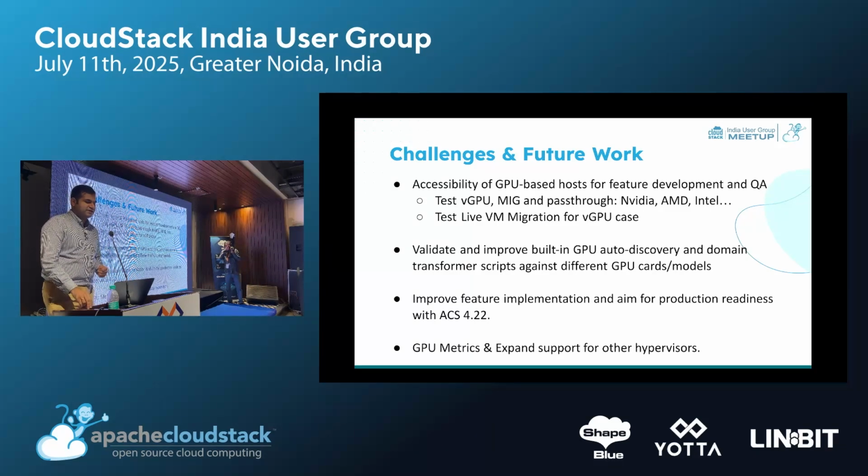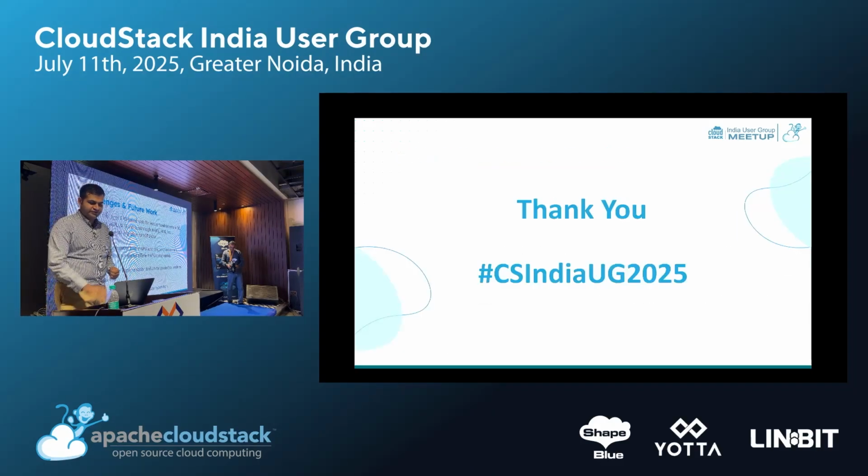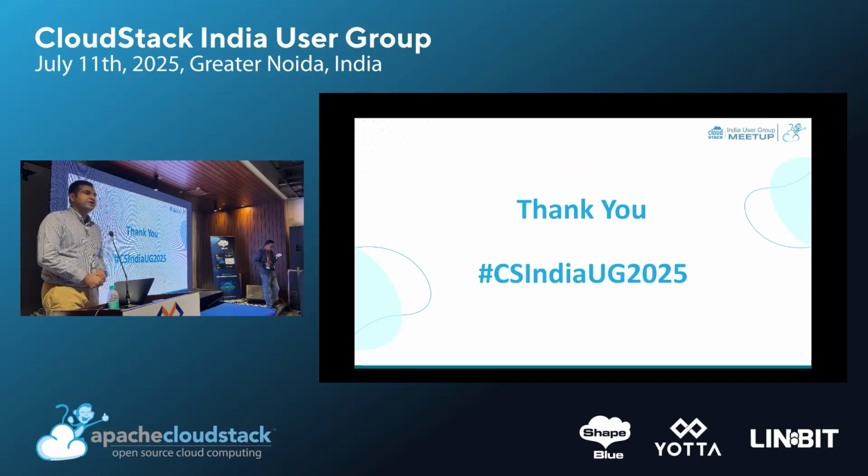And we think by shipping this as a technical preview in 4.21, we hope by 4.22 this will become production ready, right? Based on community feedback, testing, and reporting, we hope to do that. Other future work can include GPU-specific metrics, so you can see metrics and telemetry within the CloudStack UI and API, and maybe expand support to other hypervisors. That's it. Thank you.